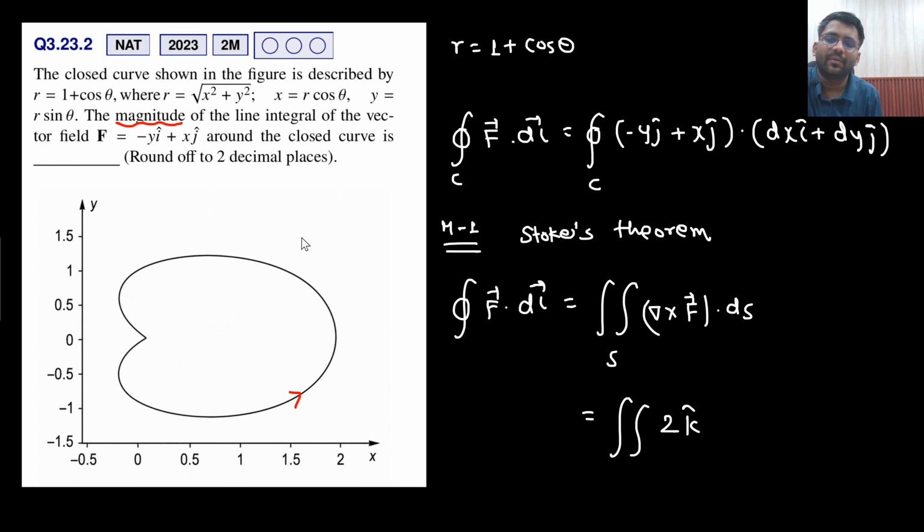2 k cap will be the answer, and then ds could be written as dx dy k cap because it is in the xy plane, no? So dx dy k cap. So what is your answer?